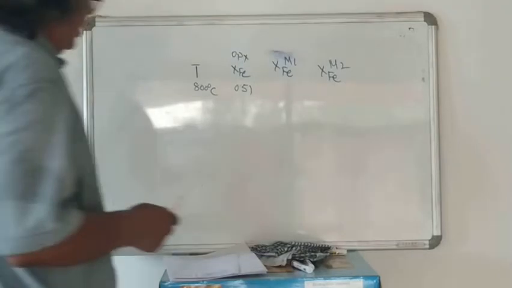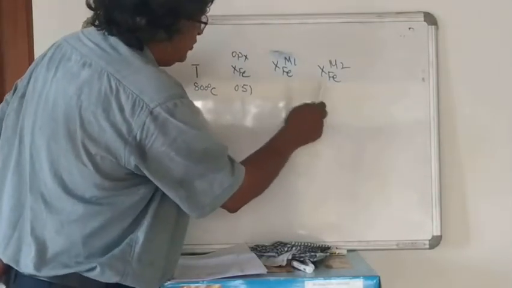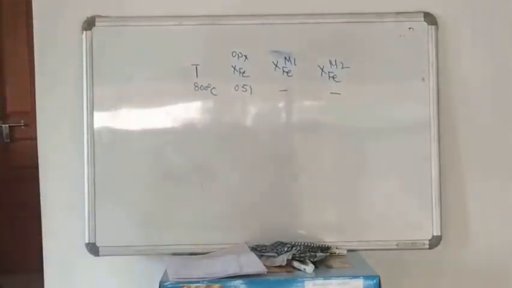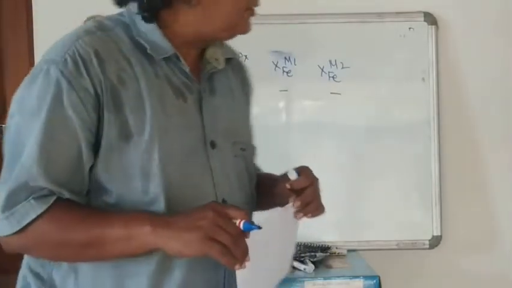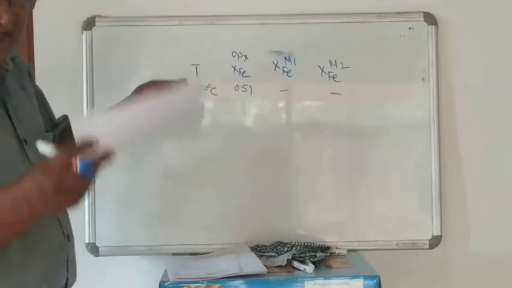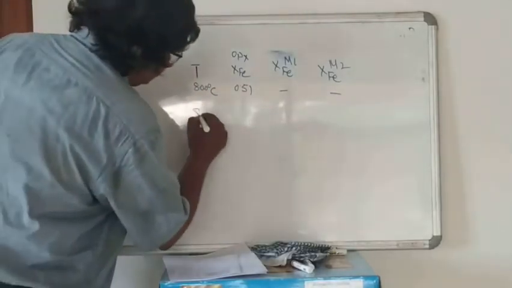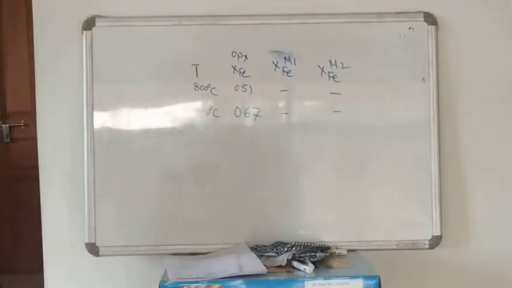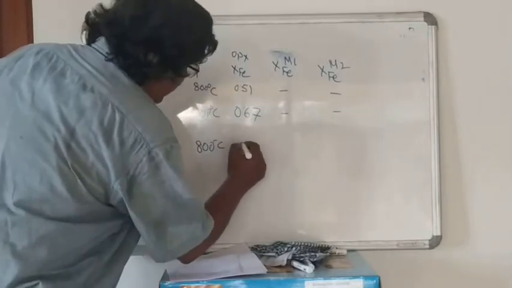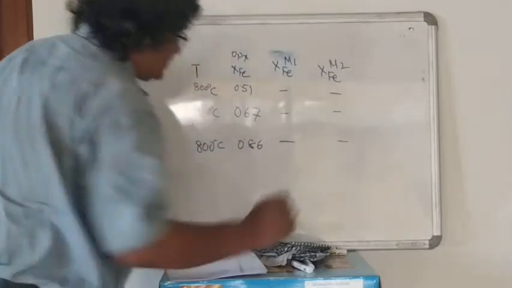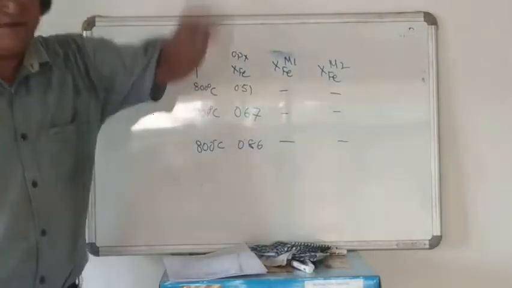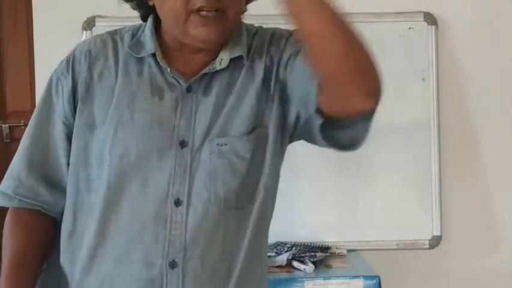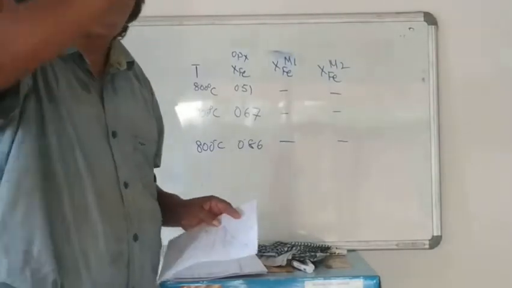Right? And it will give you some values. Remember, the bulk value will be intermediate between these. So now there is a value for M1 and there is a value for M2. And we expect the values will not be the same because the site sizes are different, and magnesium and iron are different, the ionic radius is different. And then again at 800 degrees centigrade, you take another orthopyroxene, say 0.67, and you again find out XFe M1 and XFe M2. And at the same temperature, 800 degrees centigrade, you take orthopyroxene 0.86 and you find out XFe M1 and XFe M2. So you carry out a series of experiments at 800, 600, 700, 900, 1000, 1200 degrees centigrade, and at each temperature you will have a range of points.